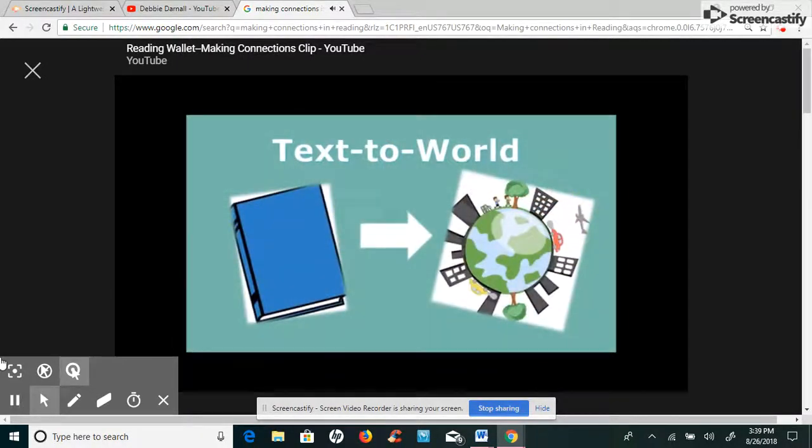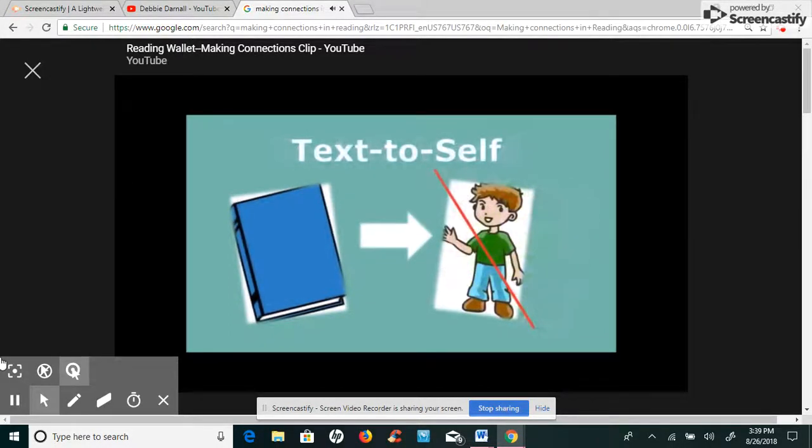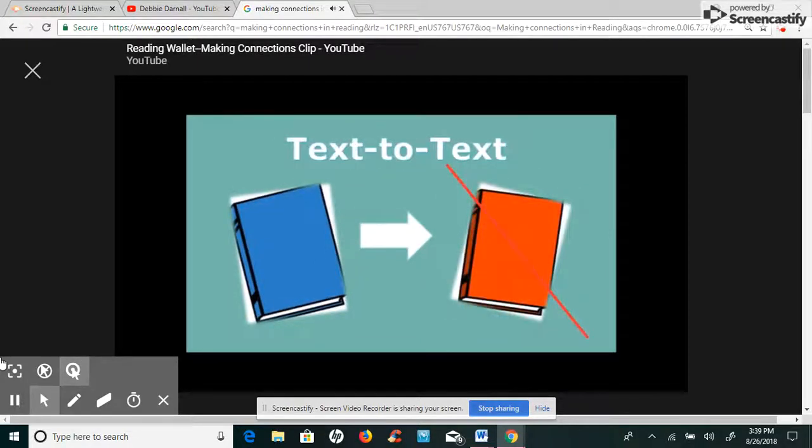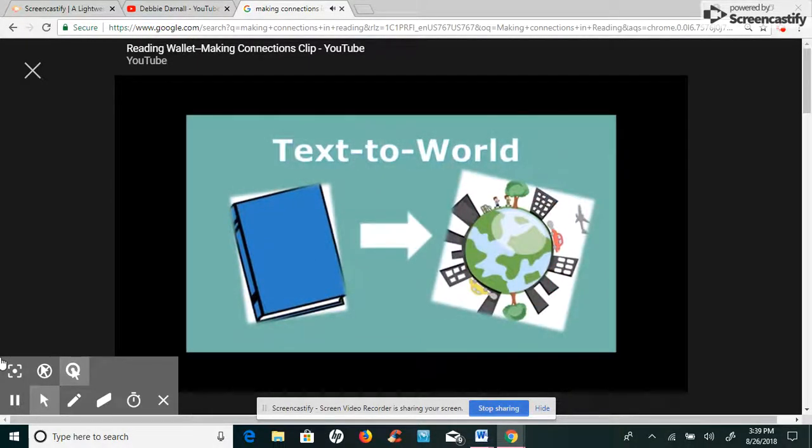The third kind of connection connects the text to the world, and we call this a text-to-world connection. When we say world, we mean anything going on around you. It can't be something that happened to you, because then it would be a text-to-self connection. But it can be something that reminds you of someone you know, your mom, your brother, a cousin, your dog. Or maybe it reminds you of a place like a school or a park. When what we read makes us think of something and it's not ourselves or another book, that is a text-to-world connection.